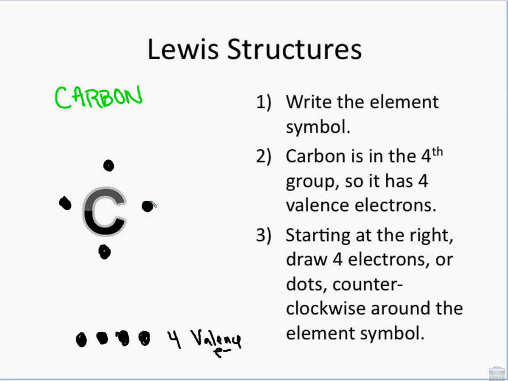And there we have it. There's carbon with its 4 valence electrons. And that kind of shows us, hey, carbon has 4 valence electrons. And this is going to be useful drawing Lewis structures when we start putting elements together and making bonds.